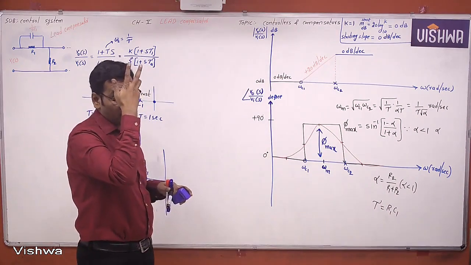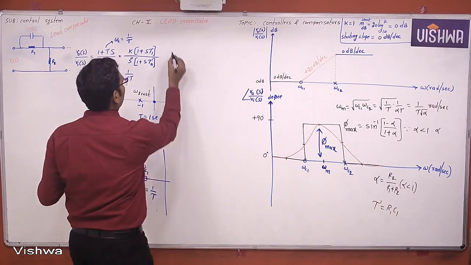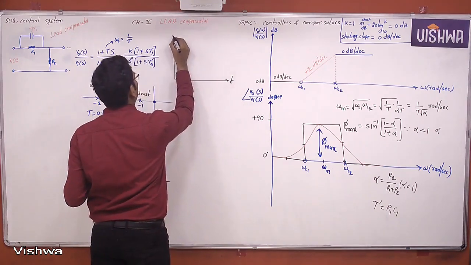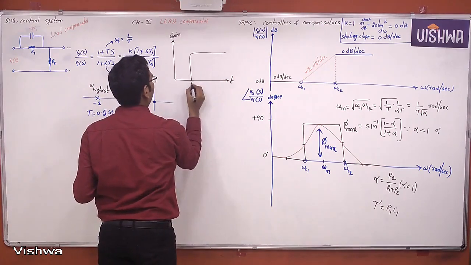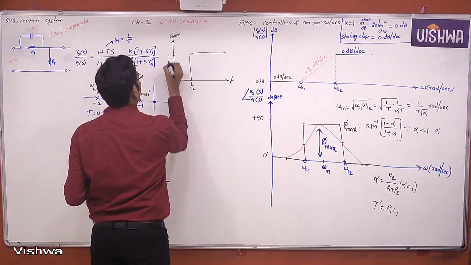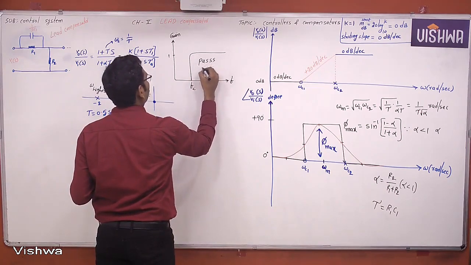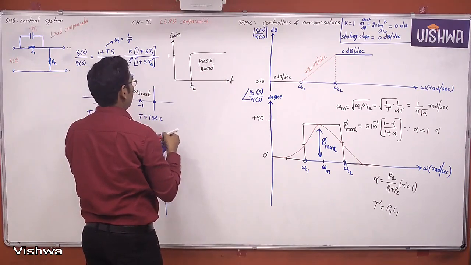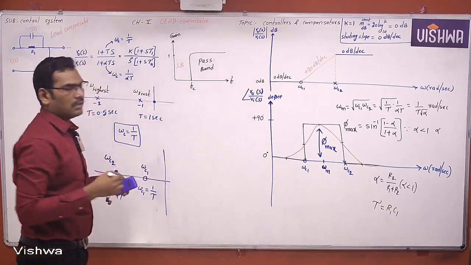Not only that, you can also observe here, this is the gain versus frequency characteristics of a filter. See here, this is the pass band, and this is the stop band.